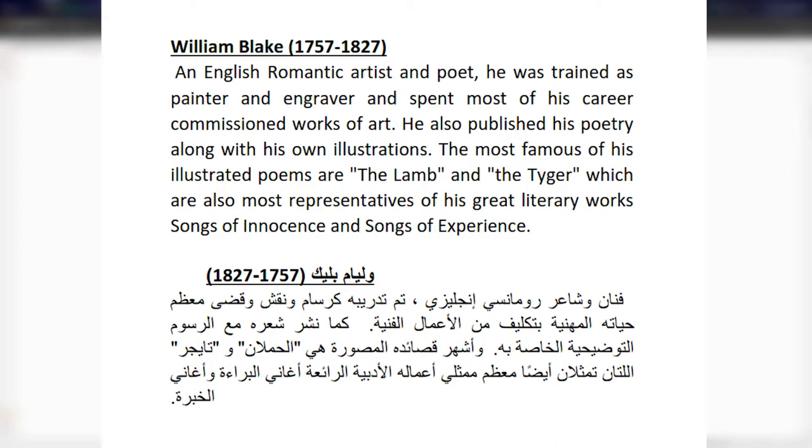The guy was born 1757 and passed away 1827, almost 70 years. An English romantic artist and poet. Listen, the first characteristic about this individual is that he's an English romantic artist and poet. He was trained as a painter and engraver and spent most of his career commissioning works of art. He also published his poetry along with his own illustration.